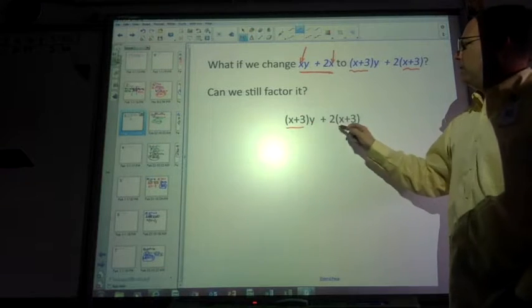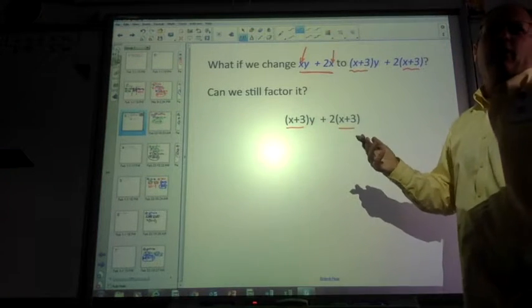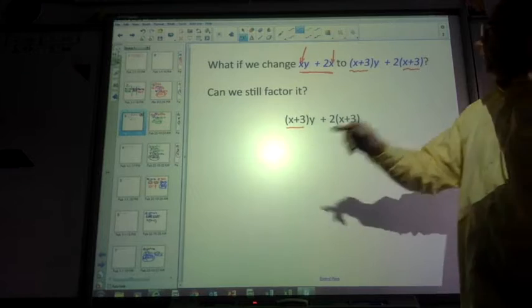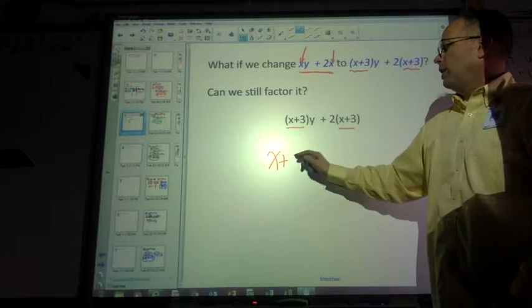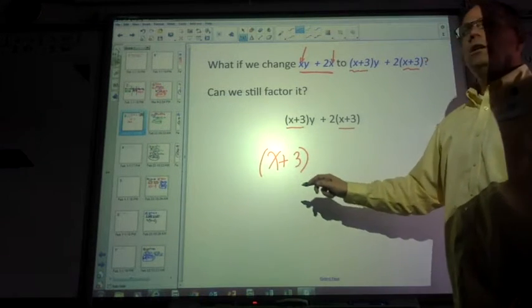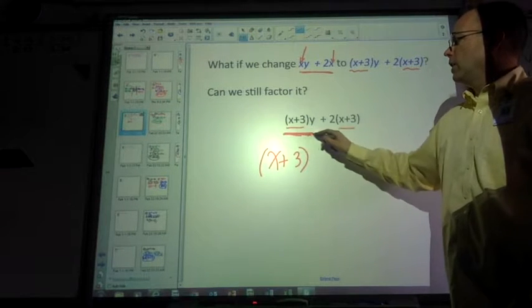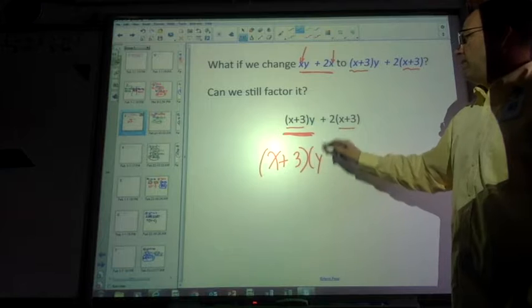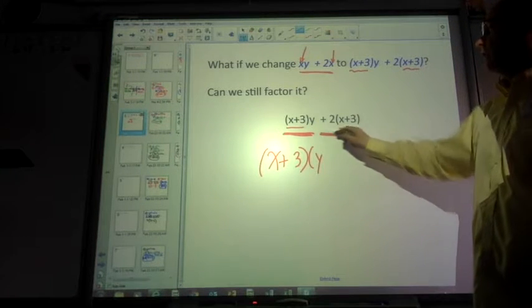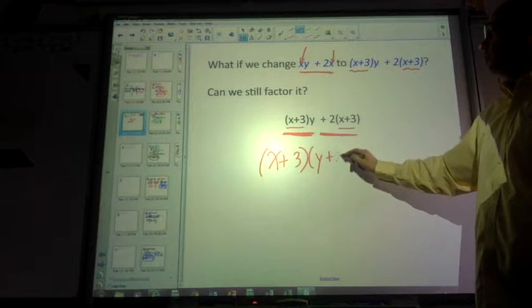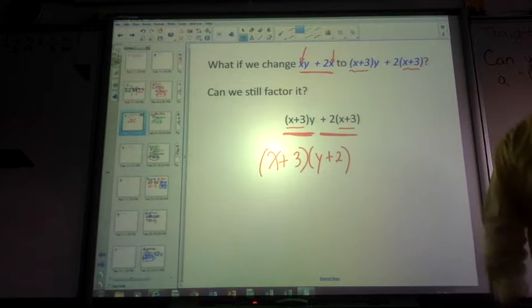So if I look at this problem that's now up there, notice I have x minus 3 and x minus 3, which are the exact same thing. So I can factor the binomial out. So I get x plus 3, still in parentheses. If I factor an x plus 3 out of this, what do I have left right here? The y. If I factor the x plus 3 out here, what do I still have left? The plus 2. Done.